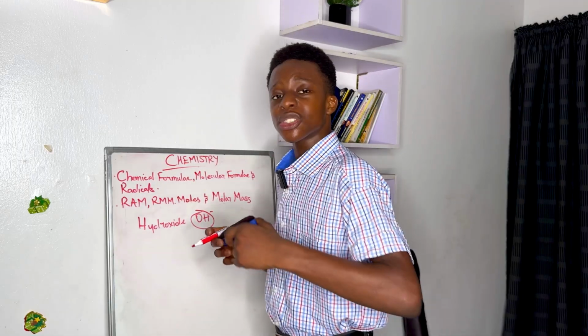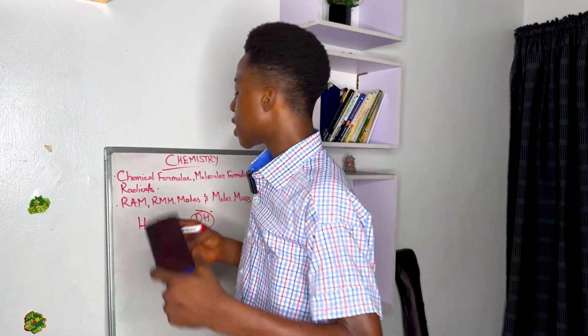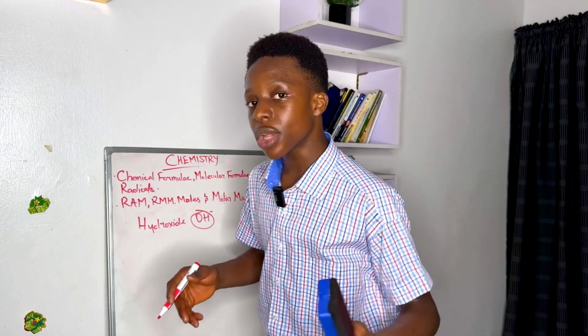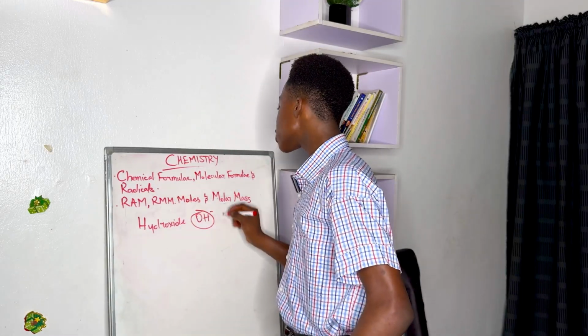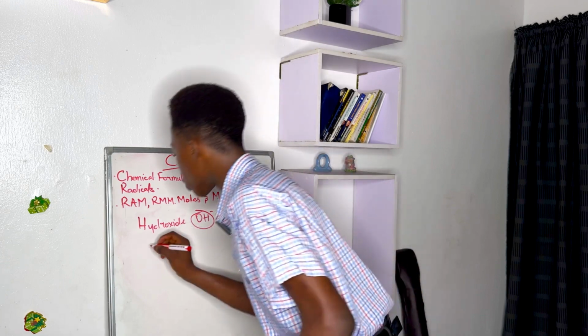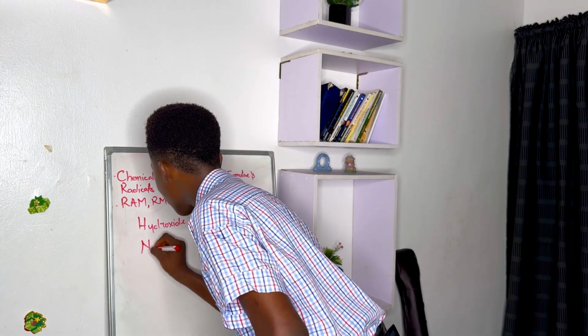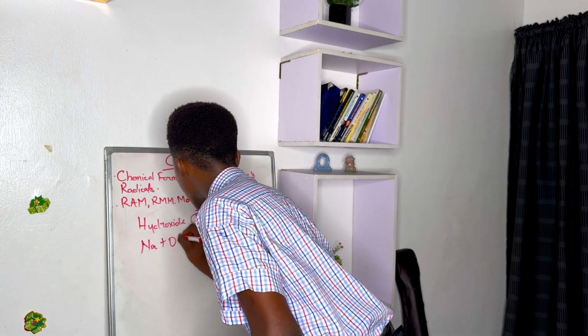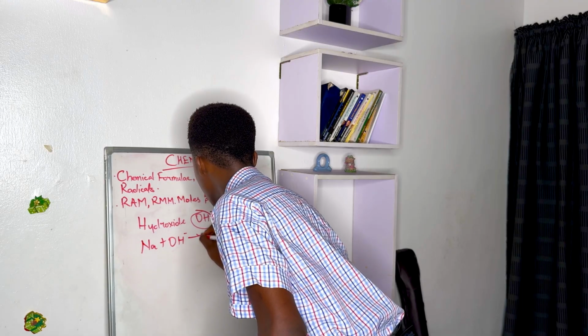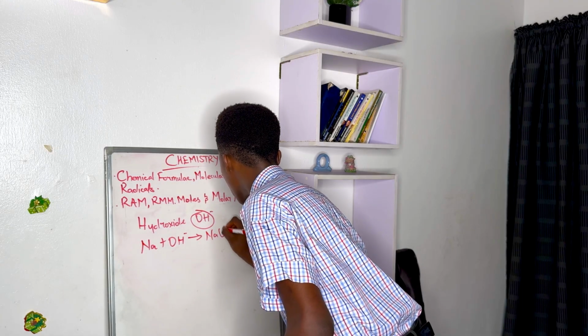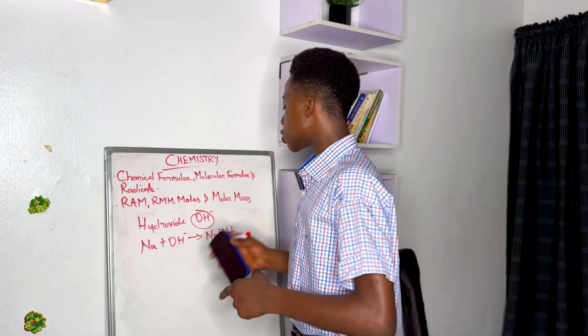For example, there's something called sodium hydroxide. Sodium hydroxide is sodium plus hydroxide, and hydroxide here is OH minus. So combine that with sodium, which is Na, so Na plus OH minus is going to give you NaOH. This is sodium hydroxide.